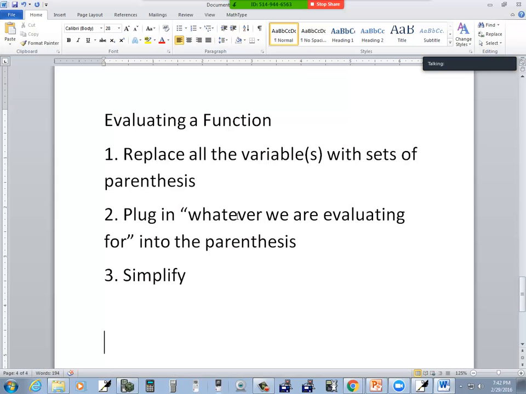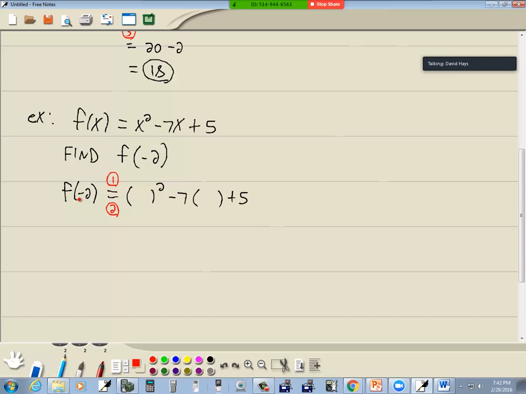Step 2. Plug in whatever we're evaluating for into the parentheses. So whatever's inside the parentheses right here is automatically what we'll put into both of these parentheses. So I'll put in negative 2 here and negative 2 here.